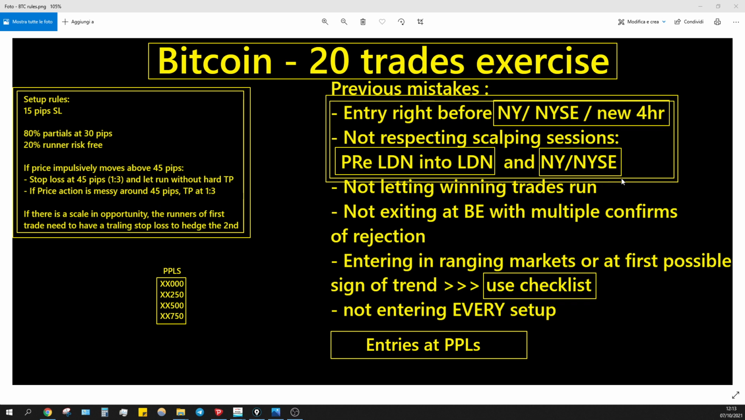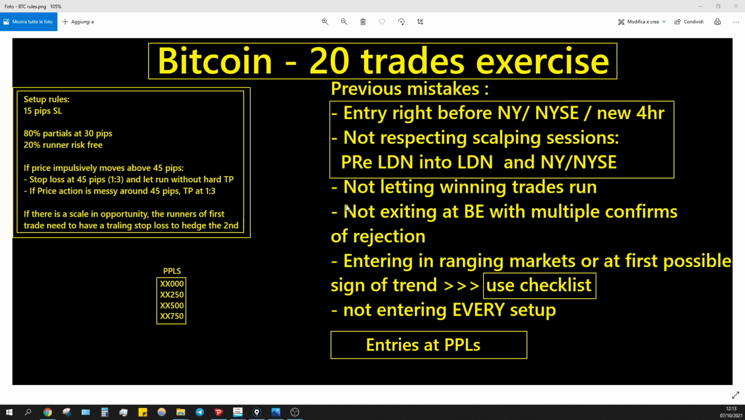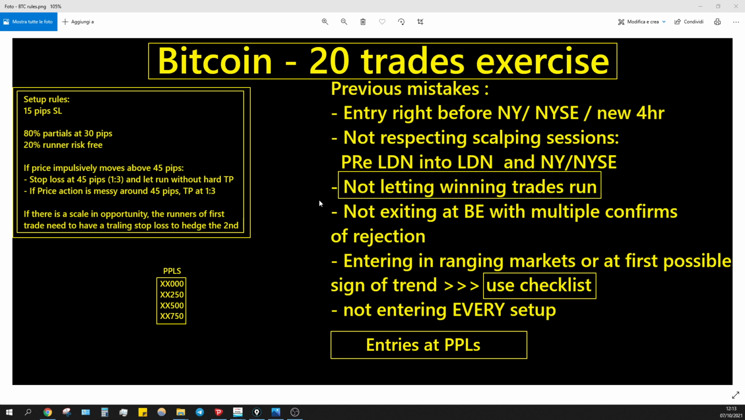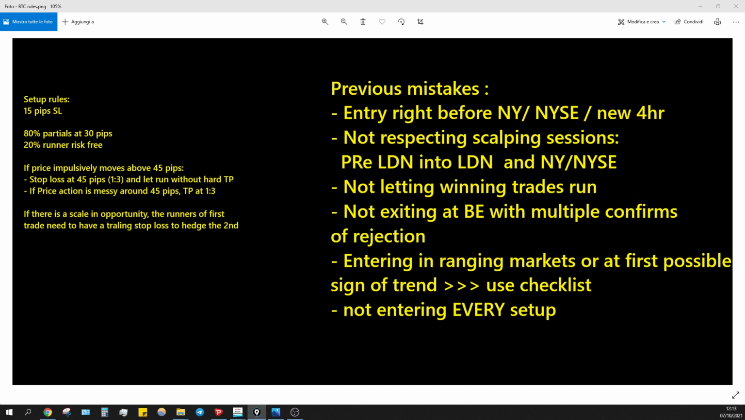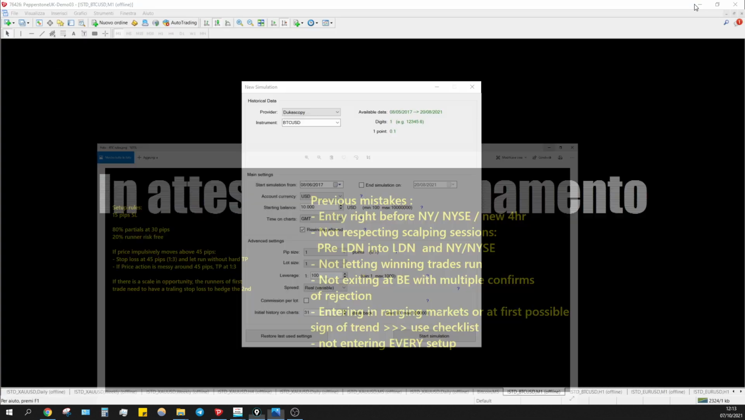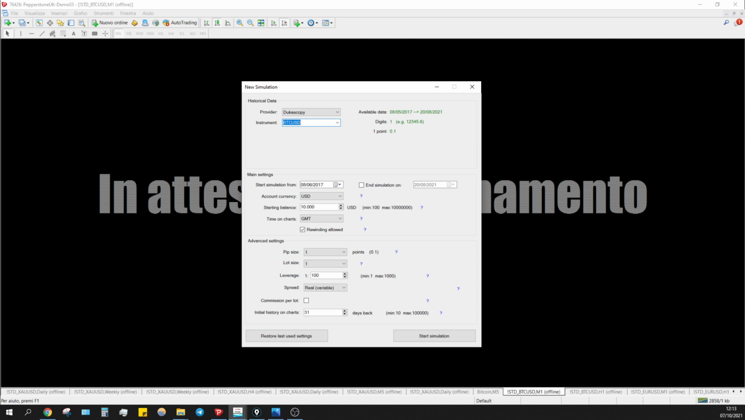But of course, the same rules apply. I want trending markets, and this is a very rookie mistake: I need to enter every setup that I see, if it is a valid setup and it follows the checklist. Here are the rules. I'm going to explain in more detail when we actually start. So let's jump in and start the simulation.